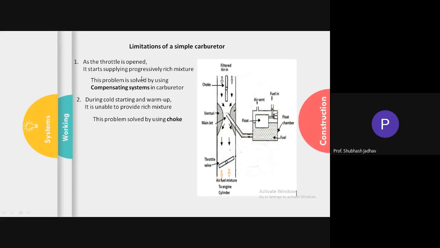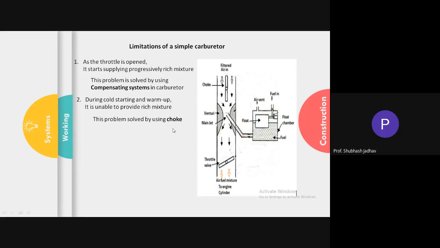Why are we using it? In cold starting, when we are expected to supply rich mixture, your carburetor cannot provide rich mixture. Which carburetor are we talking about? We are talking about the simple carburetor. Whatever the figure is shown is a simple carburetor, and this particular simple carburetor is unable to provide rich mixture during cold starting and during warm up, and therefore to overcome this problem we have to use choke.